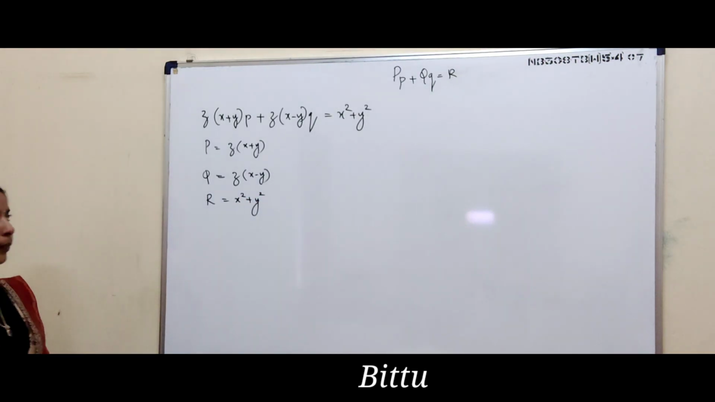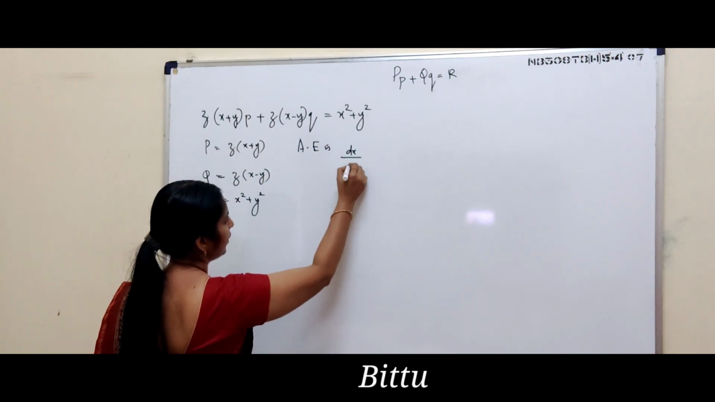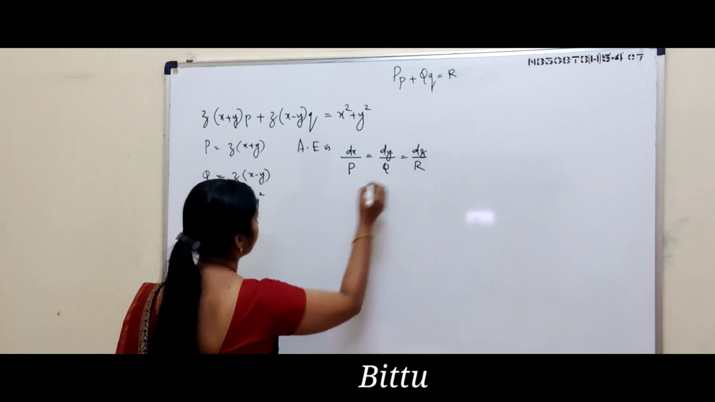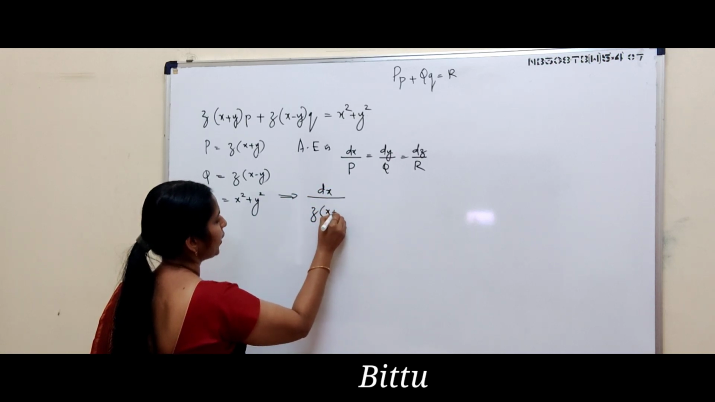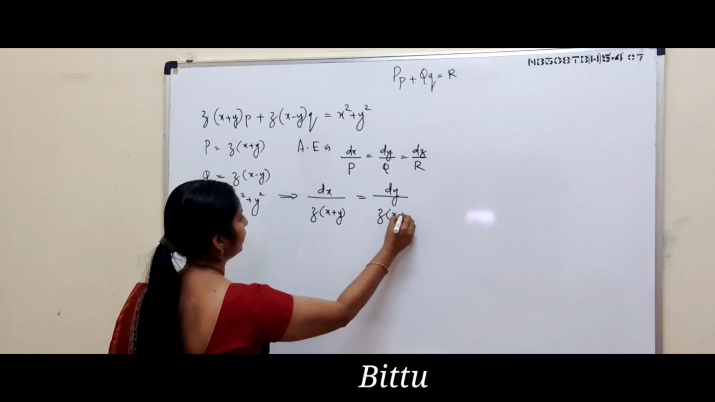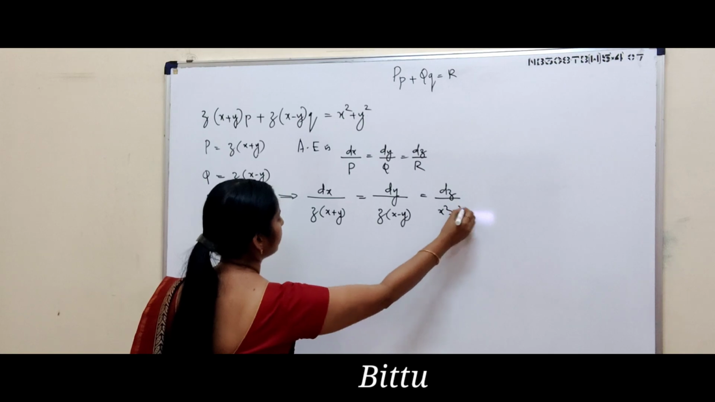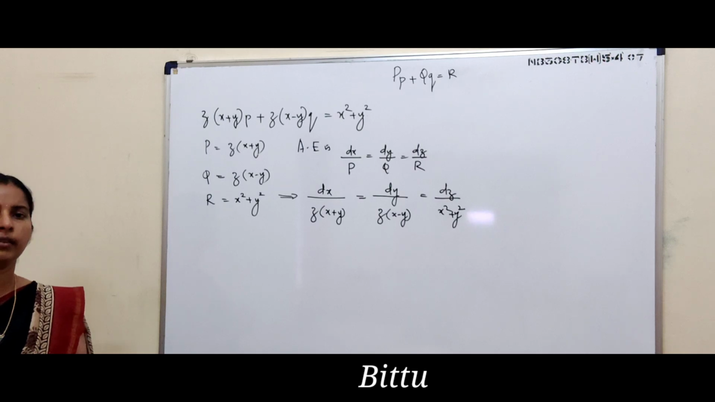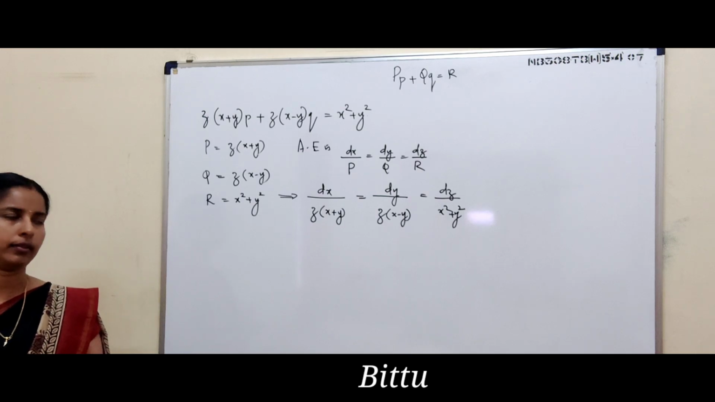Write our auxiliary equation. Our auxiliary equation is dx by P is equal to dy by Q is equal to dz by R. That is dx by z into (x plus y), putting P, Q and R. Next, find two solutions of the auxiliary equation either by grouping or by multiplier technique or by both.